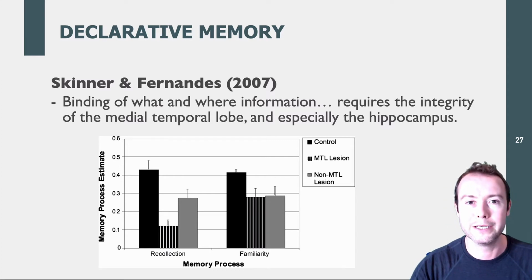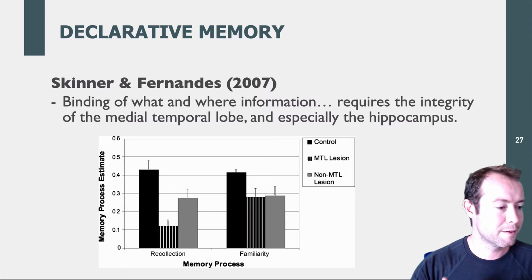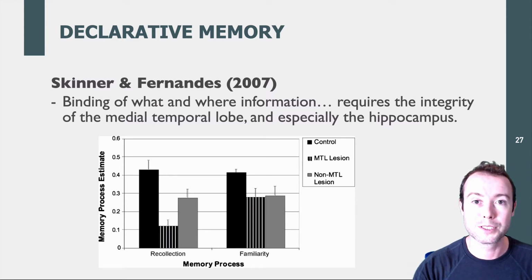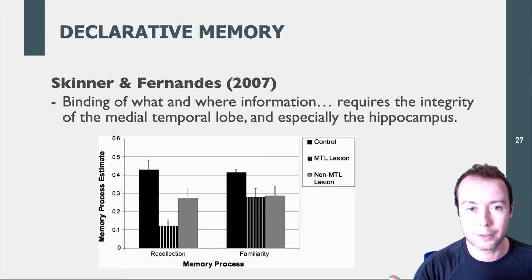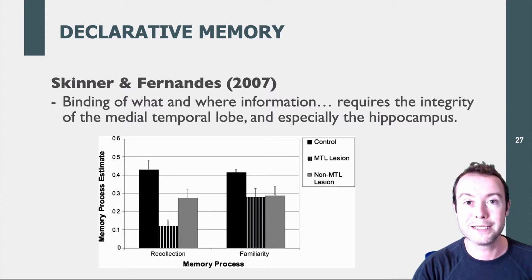Now the interesting bit here is if we look at the right hand side for our brain damage patients, they have equivalent performance on the familiarity task, whether they've had damage to the medial temporal lobe or non-medial temporal lobe lesions. The interesting bit then is how does performance reduce on the recollection task?